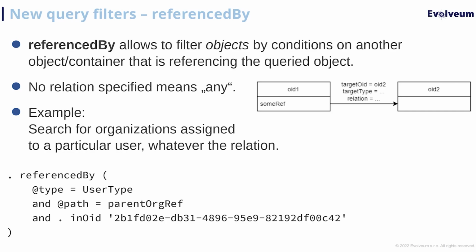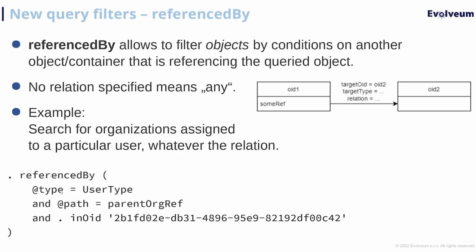And then there are brand new filters. First one is called referenced by, and it's actually the ref filter going the other way around. Normally we start from an object having the reference and we are searching by the target of the reference. But now imagine that you want to search for this side based on some conditions from an object that points to this object. Referenced by allows exactly that.